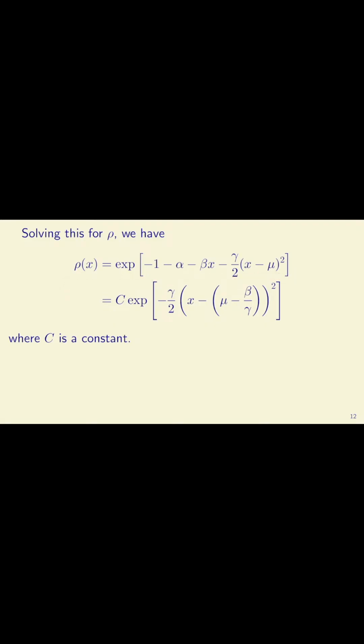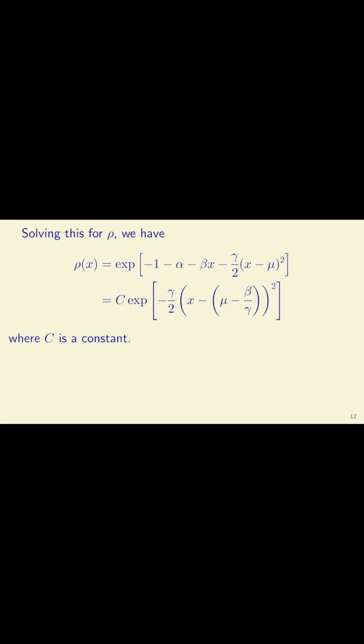We can combine the constant terms into a single constant c and then rearrange the exponent by completing the square for the x terms. We get rho of x is equal to c times exponential of this, where c is a new constant. So it already looks a lot like a Gaussian. Now we just need to figure out what c, beta, and gamma are using our constraints.